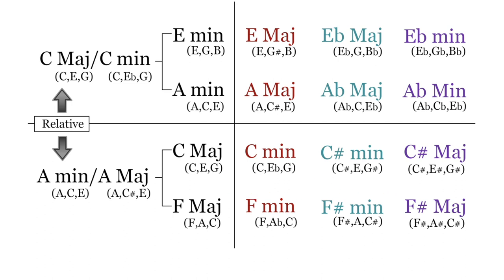You can also use these chromatic mediant relationships not just between chords, but between two different key centers. For example, you could write an entire A section in the key of C major, and then in the B section, you could modulate to something like E flat major.